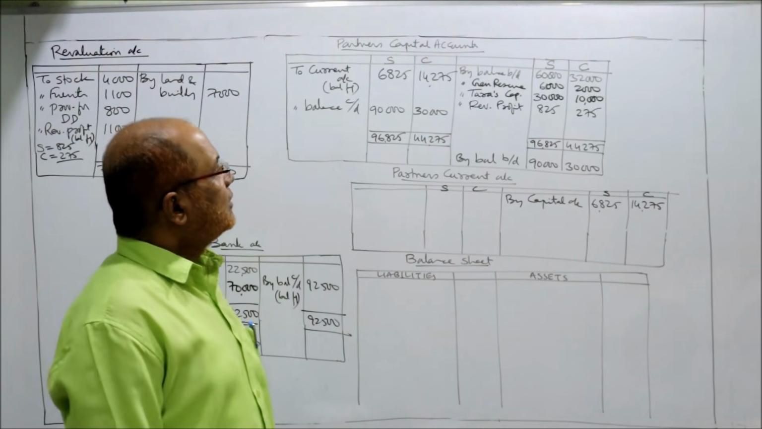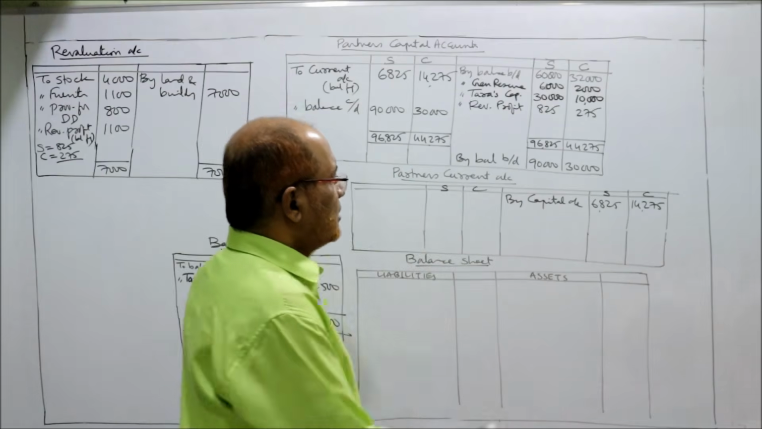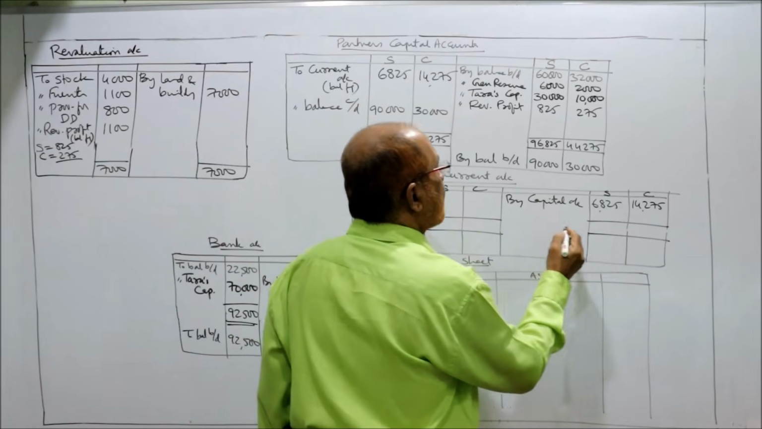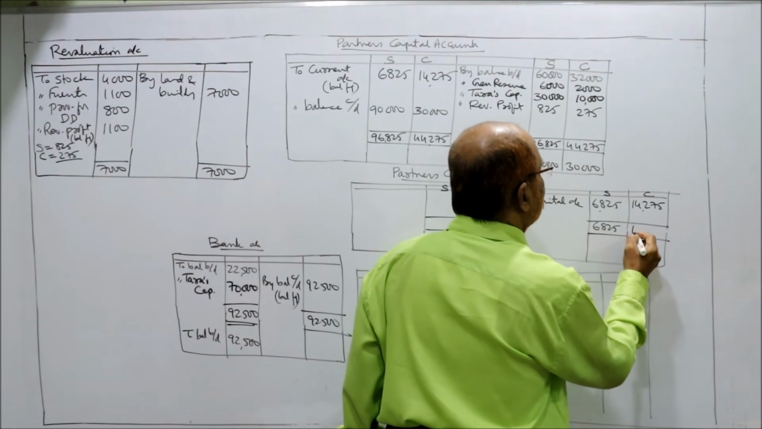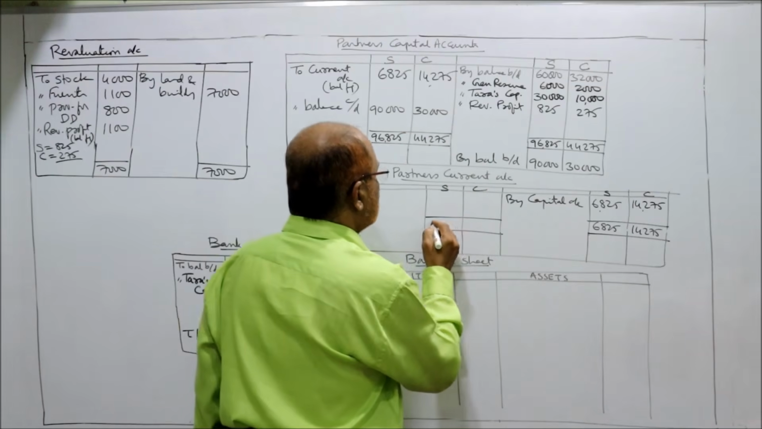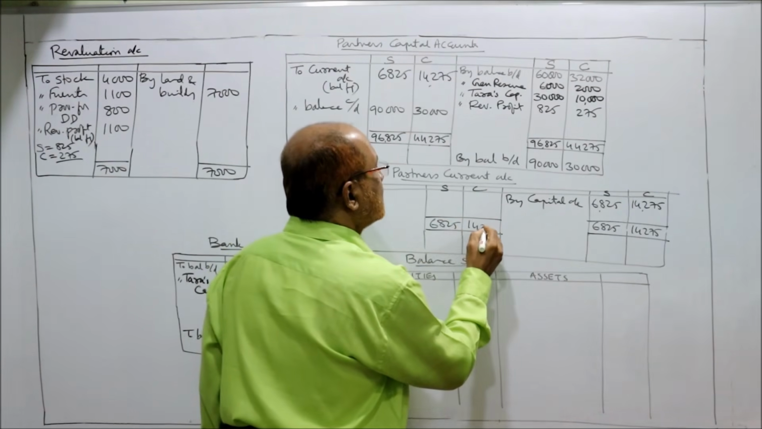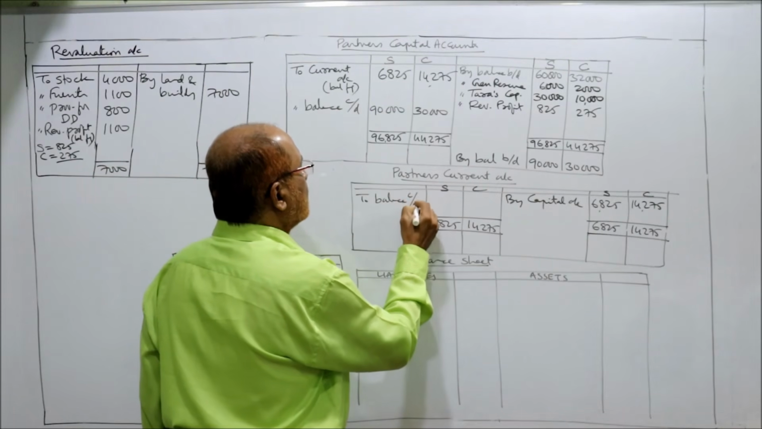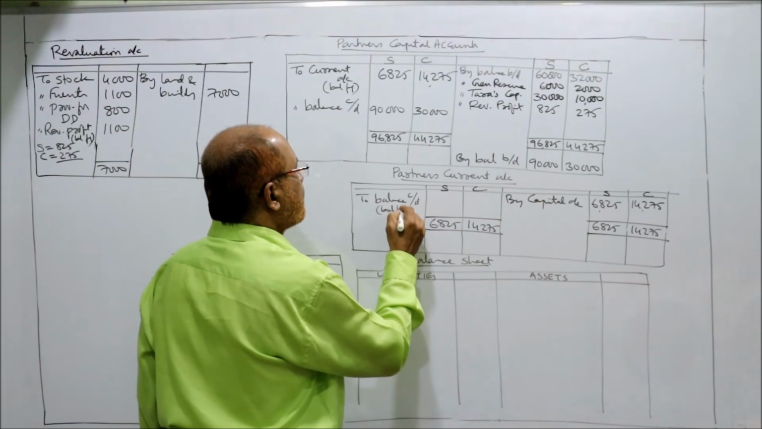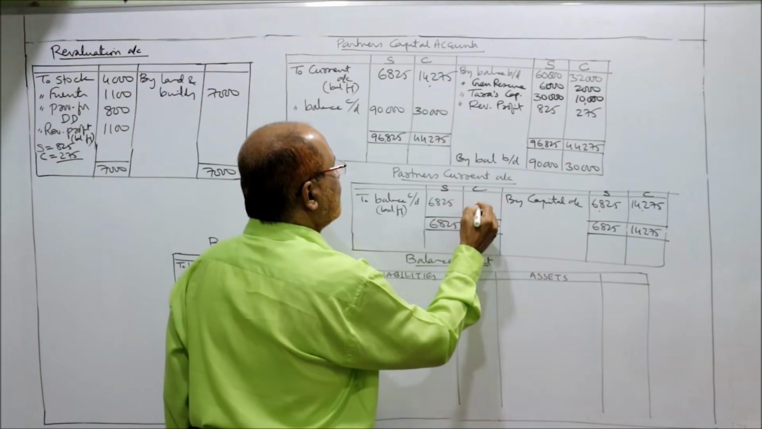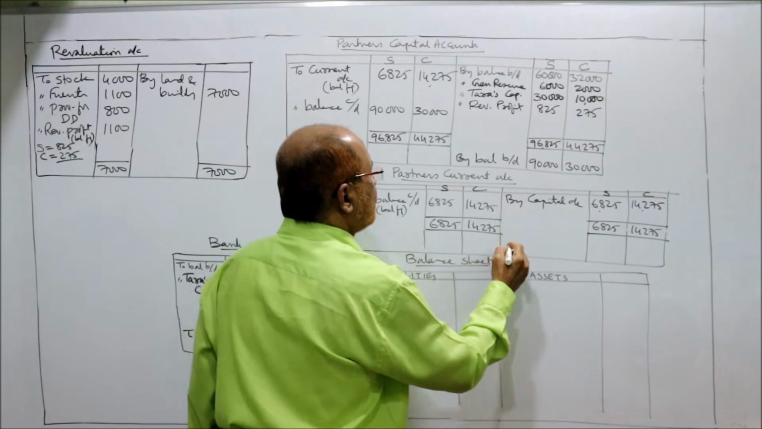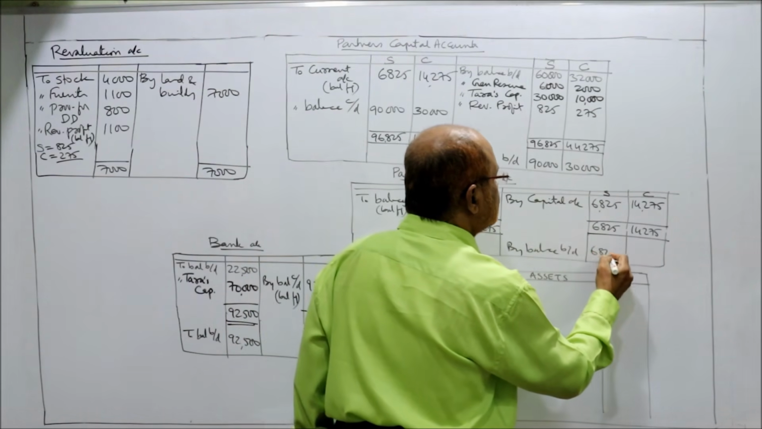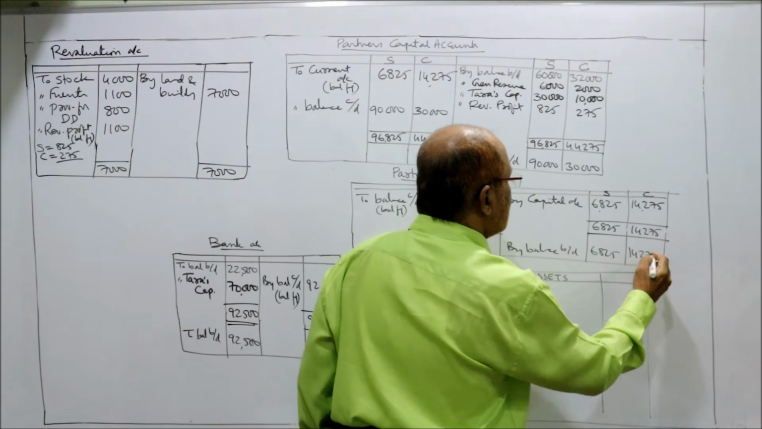Okay, we have adjusted. Now this account is balanced. Now here also we have to make a balancing. 6,825, 14,275. To balance carried down, balancing figure, 6,825, 14,275. By balance brought down. That's it.